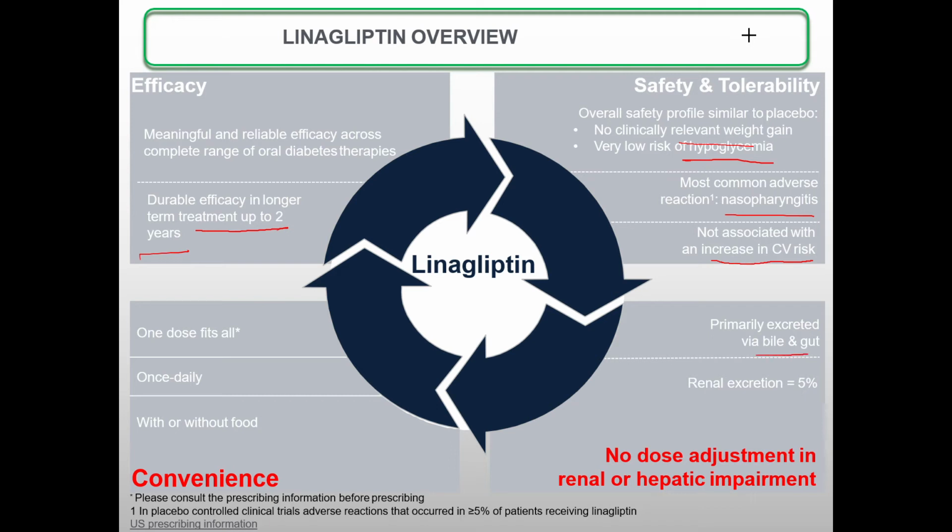It is primarily excreted by bile and gut. About 95% excretion occurs by bile and gut, and the remaining 5% excretion occurs by the kidneys. So no dose adjustment is required in either renal or hepatic impairment.